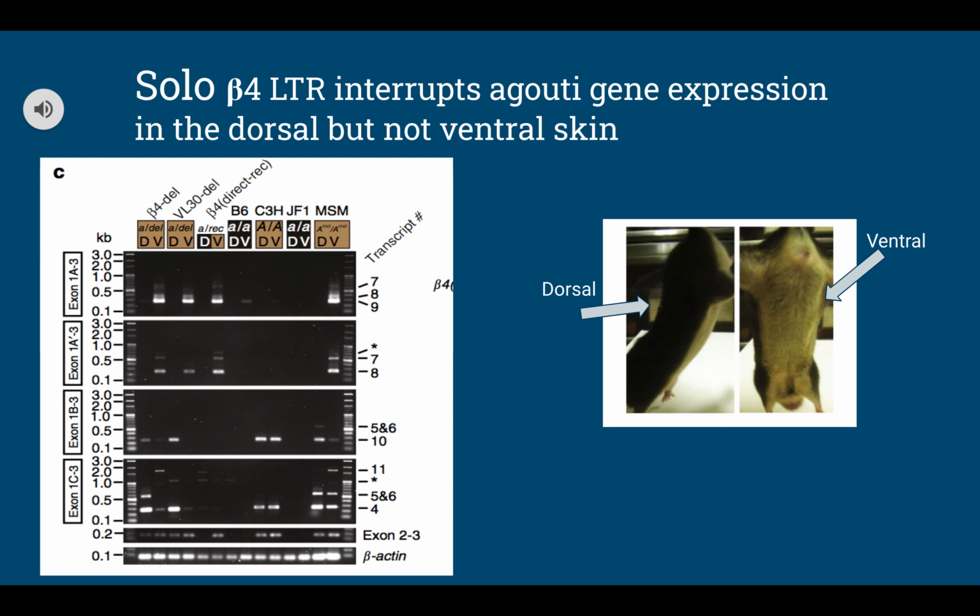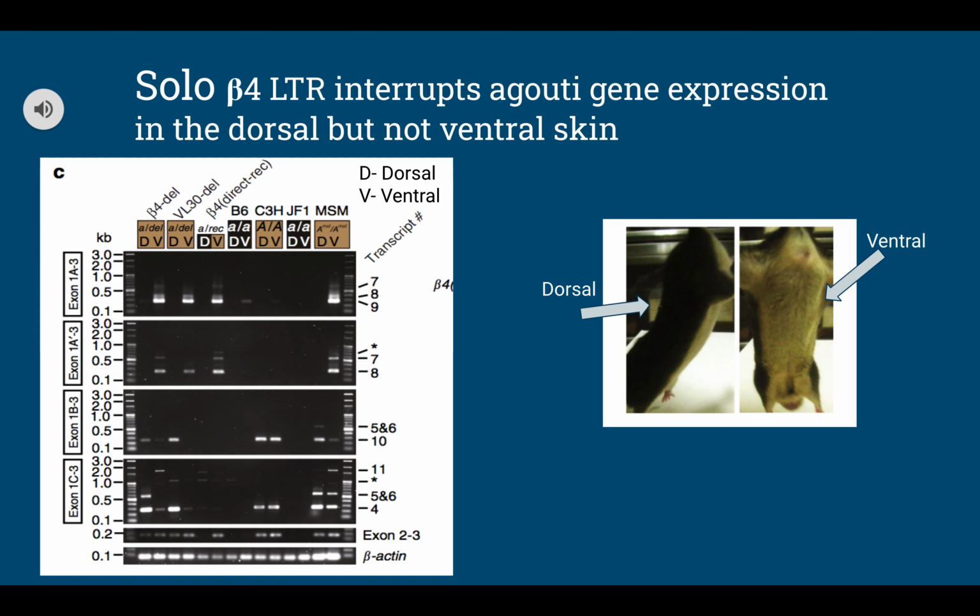To look further into this, they studied agouti transcripts expressed from 4 different promoters. In the figure of the gel, a real-time PCR was performed of the agouti transcripts in the dorsal and ventral skins of the beta-4 direct recombination and the beta-4 deletion mice. The beta-actin was used as the control in this gel because every individual mouse has it. At the top, the D and V stands for dorsal and ventral respectively.